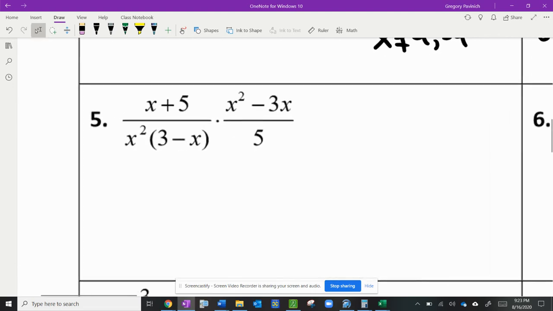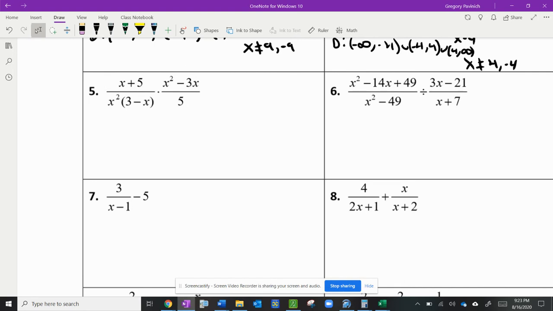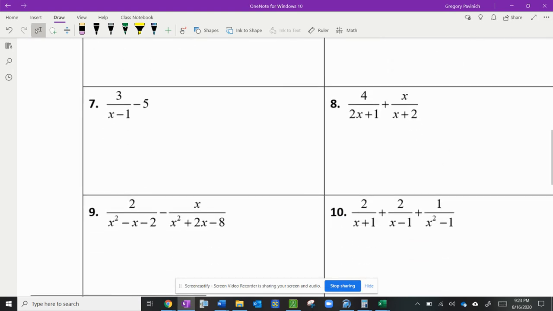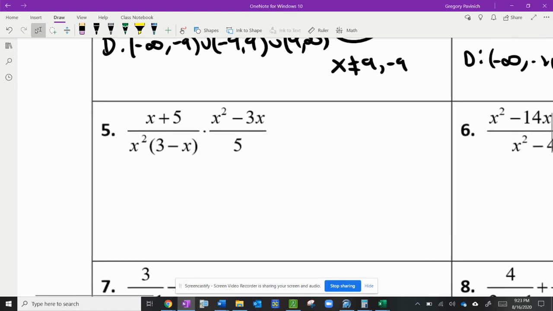Now the next thing that I'm going to do is we're going to go into the other operations. So we're going to focus on multiplying and dividing, and then we'll focus on the harder ones, which are adding and subtracting. So we have 4 of those left. Multiplying and dividing are pretty simple. They're the same thing. You're just going to be doing it with 2 numerators and 2 denominators.